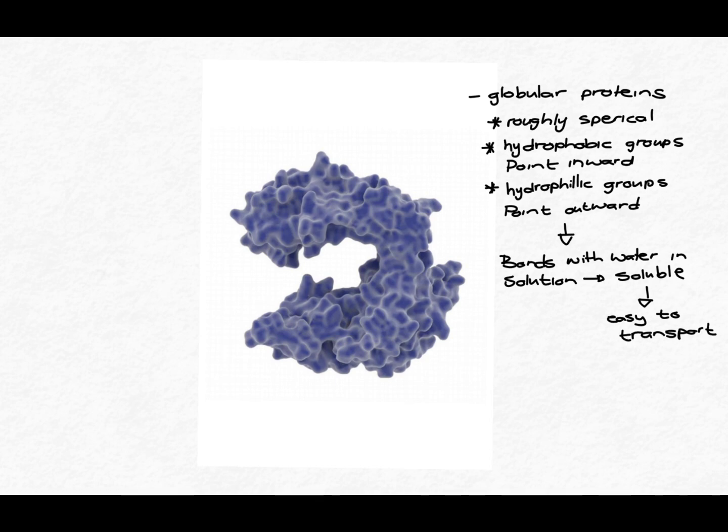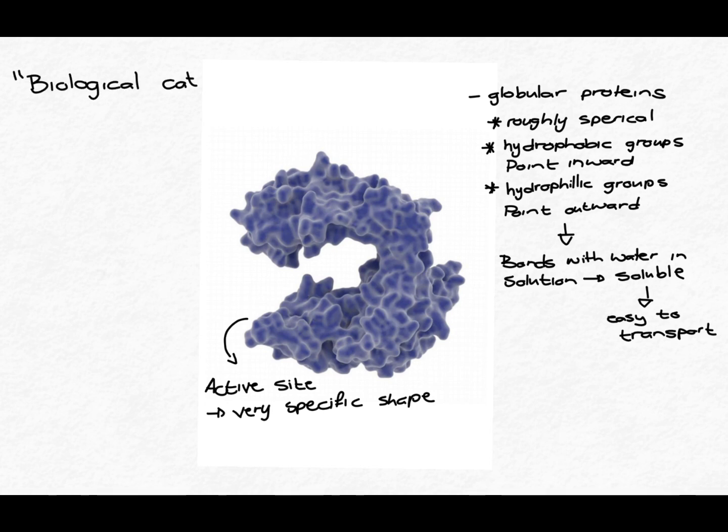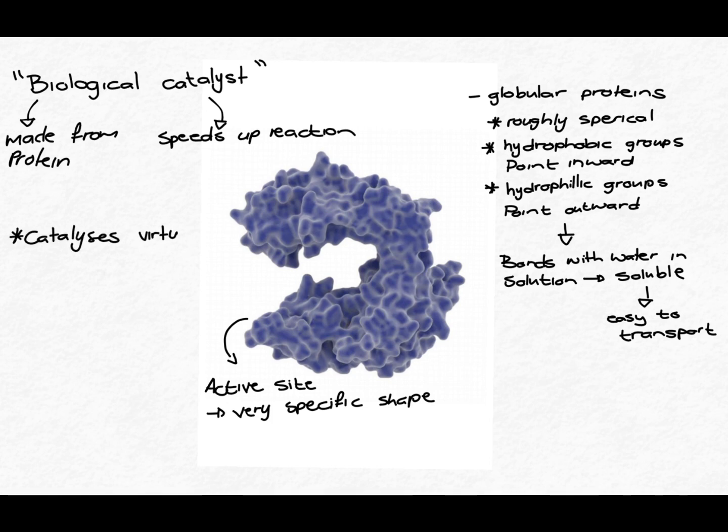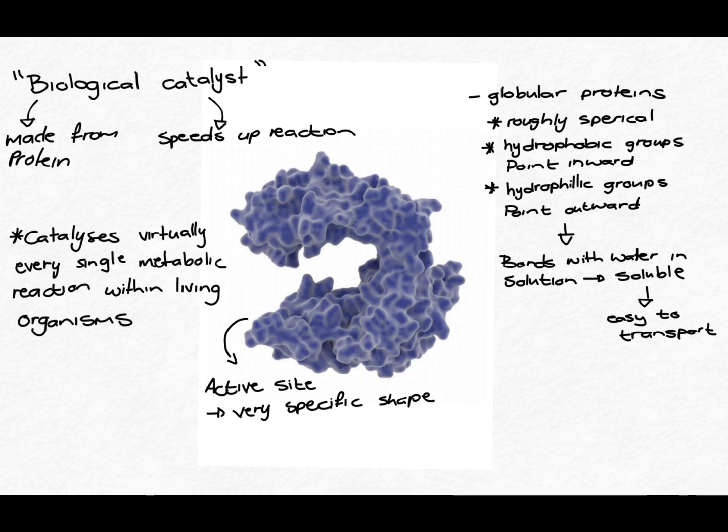This is very beneficial as it helps to transport enzymes throughout the bodies of humans and animals. Now, enzymes have several different components, but one of the most important components is the active site. The active site is very specific and has a very particular shape. Our enzymes are known as biological catalysts. They're biological as they're made from a biological molecule called protein, and they're catalysts as they are able to speed up a reaction. Now, enzymes catalyze virtually every single metabolic reaction within living organisms, including humans.